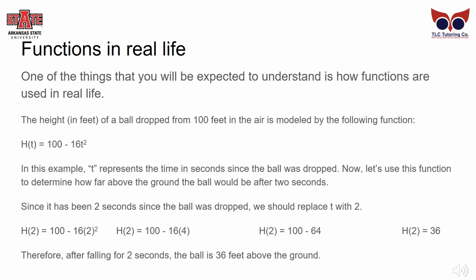Notice again the order of operations. h of t would equal 100 minus 64, which would finally give us h of t equals 36. Therefore, after falling for 2 seconds, the ball is 36 feet above the ground. Also notice at the end of the problem, we added our units to the final answer.